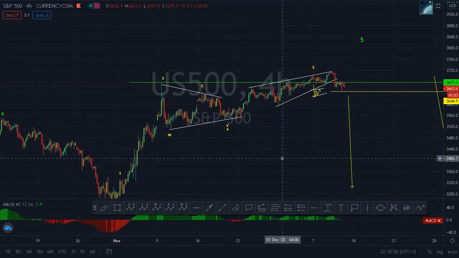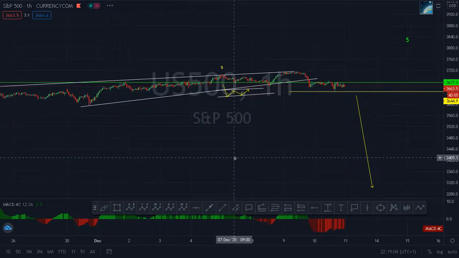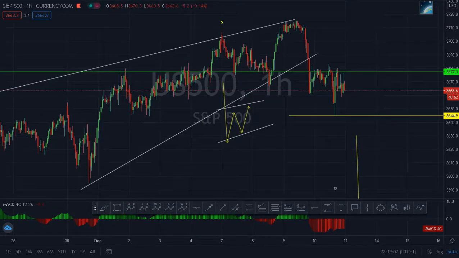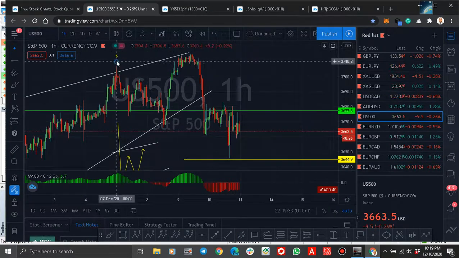Okay, no need going to 2 hours. I mean, go to 1 hour, because there's nothing to show on 1 hour. It will be the same thing altogether. Okay, you see it. The channel is broken, and we might end up having A, B, C, either running flat or expanding flat. But the close of this candle again will trigger a sell. That's all I see for now on S&P 500.